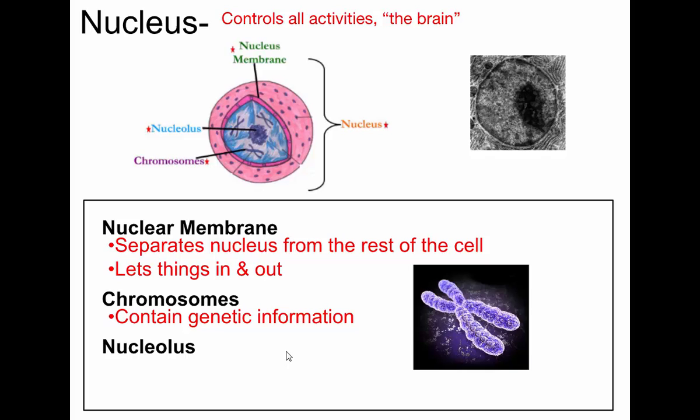Sometimes they look like X's, like this. Other times they unwind, and they're like an unwound ball of string. It depends when you're looking at the cell. And then there's one last part within the nucleus. It's called the nucleolus. Sounds like nucleus, but nucleolus. The nucleolus means little nucleus. It's a part in the nucleus that makes an organelle called the ribosome, which we're about to talk about. So all these things in the box are really a part of the nucleus.